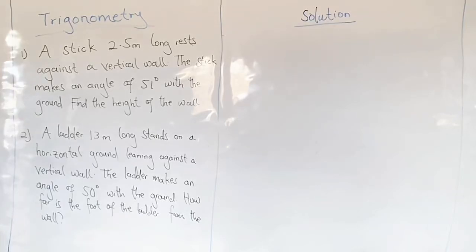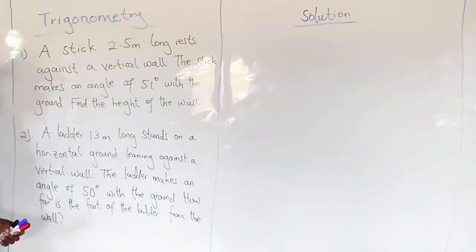Hi, let's find the missing side of a right angle triangle. If you understand this, trigonometry becomes very easy. We have a stake 2.5 meters long, rest against a vertical wall. The stake makes an angle of 51 degrees with the ground. Find the height of the wall.